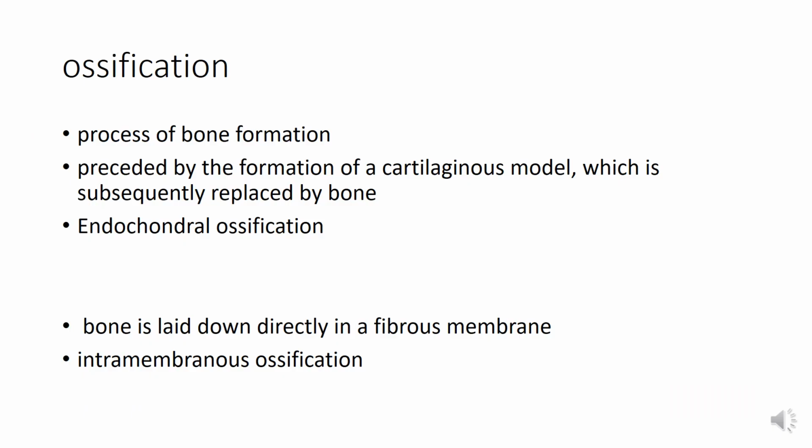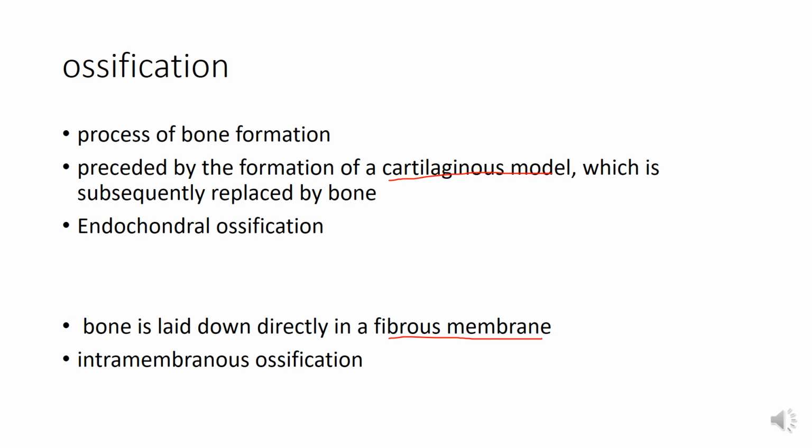Now I told you bone can also be classified according to its ossification. It can either be a cartilage bone or a membrane bone. Ossification is the process of bone formation. So if it is preceded by the formation of a cartilaginous model which is subsequently replaced by bone, it is called endochondral ossification. So if there is a cartilaginous model, it is called endochondral ossification. If the bone is laid down directly in a fibrous membrane, it is called intramembranous ossification.